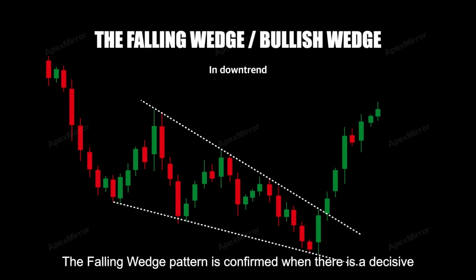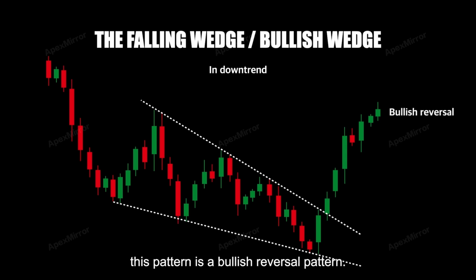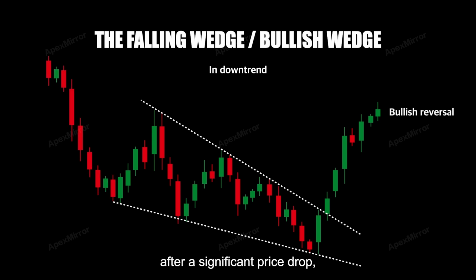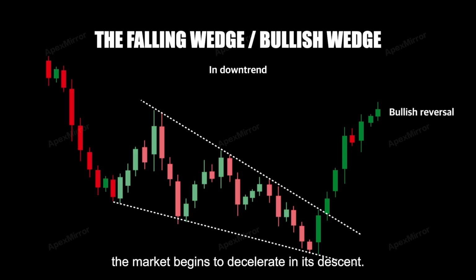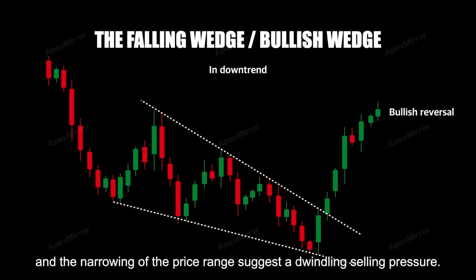The falling wedge pattern is confirmed when there is a decisive breakout above the upper boundary of the wedge. Even though the overall trend is downward, this pattern is a bullish reversal pattern. The market psychology behind this pattern is that, after a significant price drop, the market begins to decelerate in its descent. Although sellers try to push the price down, the diminishing strength of the downtrend and the narrowing of the price range suggest a dwindling selling pressure.